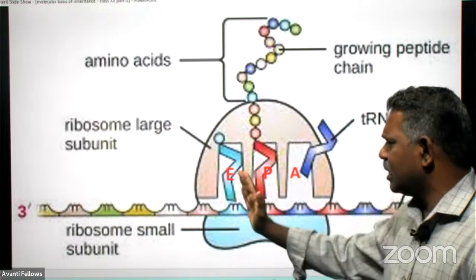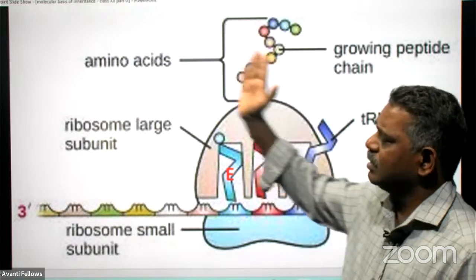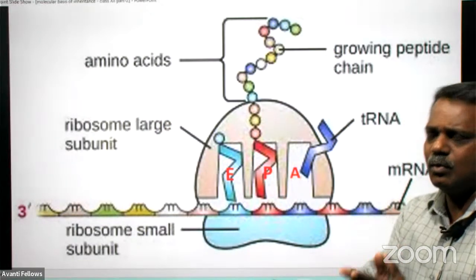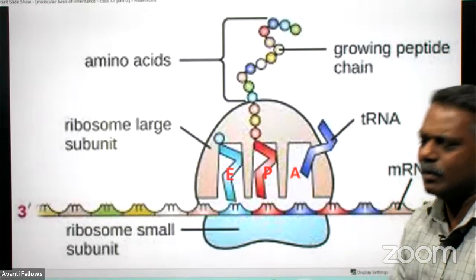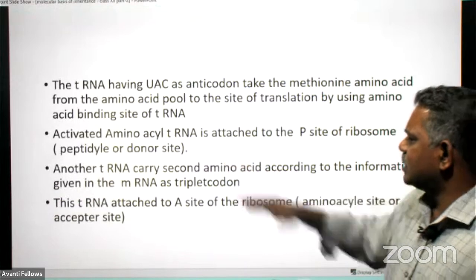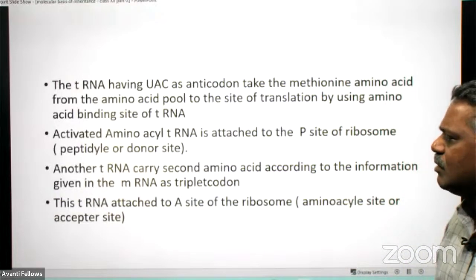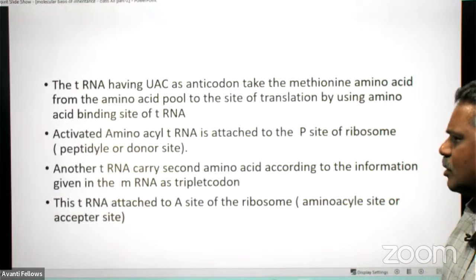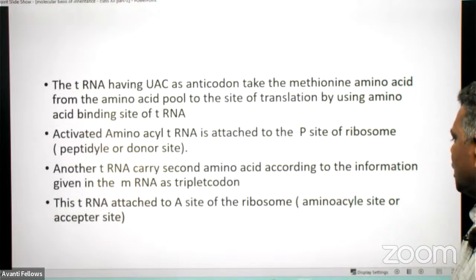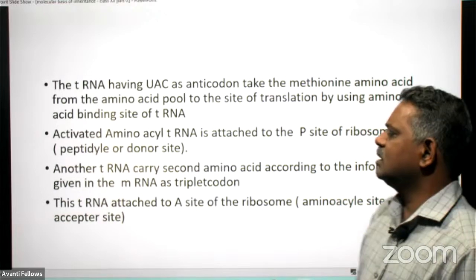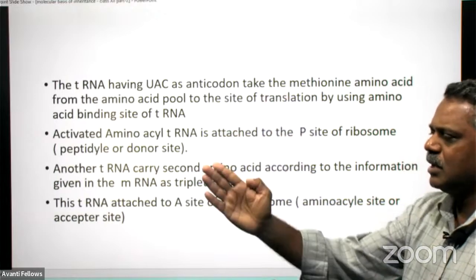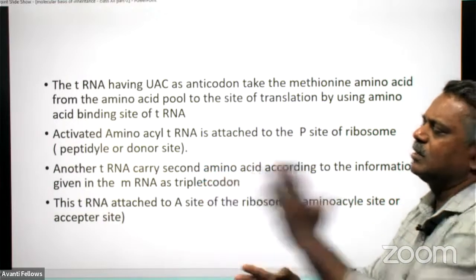Whenever this tRNA moves, naturally along with that, the amino acid is attached to what? This tRNA only, right? So this is what the thing mentioned here. Another tRNA carries the second amino acid according to the information given in the mRNA as a triplet codon, and this tRNA attached to the A site of the ribosome, the amino acid site. That is what you can say the acceptor site only. So second one attached to the acceptor site and first one attached to the P site.